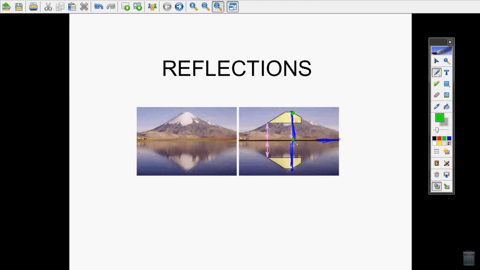From here to here is the same distance as from here to here. They're the same distance apart. If this is x, this is x. Whereas here, this distance, we'll call that y, is the same distance as from here to here. That is y. So again, a reflection: you're reflecting it, it's the same distance away, on the opposite side.